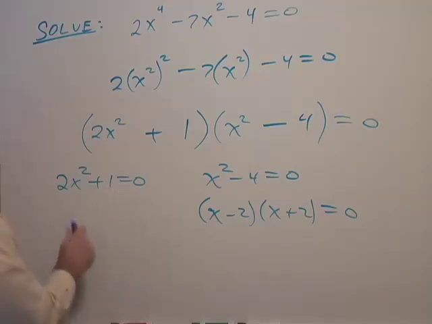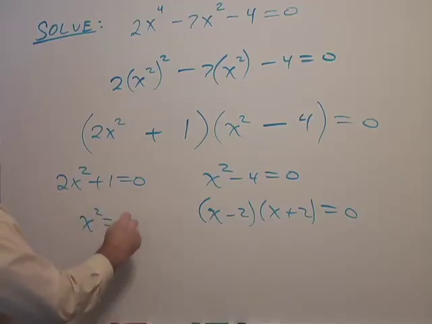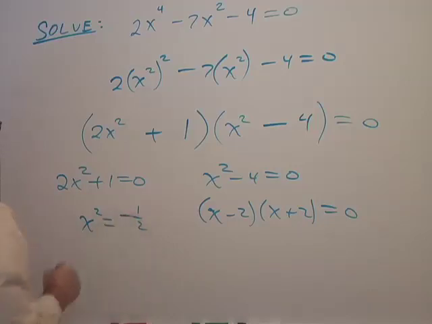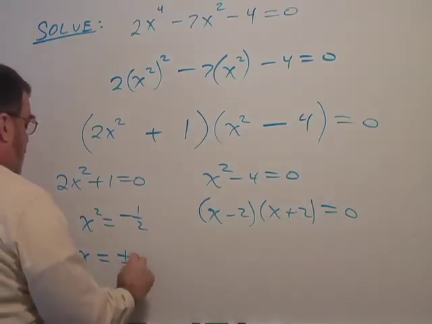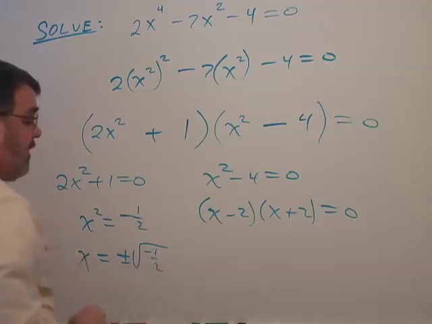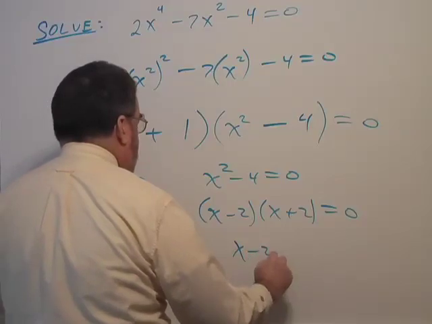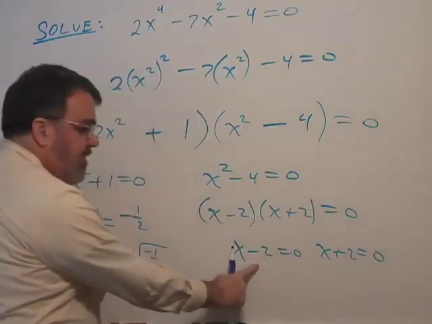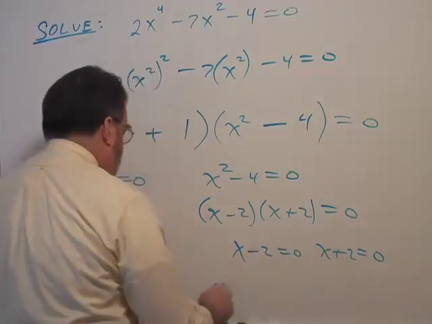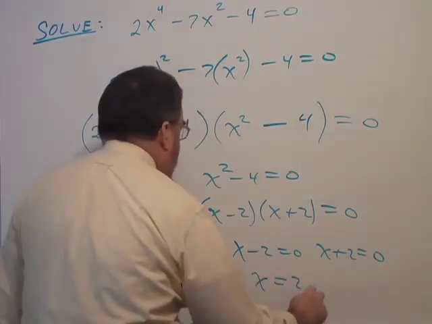If I subtract 1 and divide by 2, I've got x squared equals negative 1/2. When I solve here, I'll take the square root of both sides. X would equal plus or minus the square root of negative 1/2. Over here, if I set these equal to 0 and solve, then from this equation I'll get 2, and here negative 2. So you get x equals 2 and negative 2.